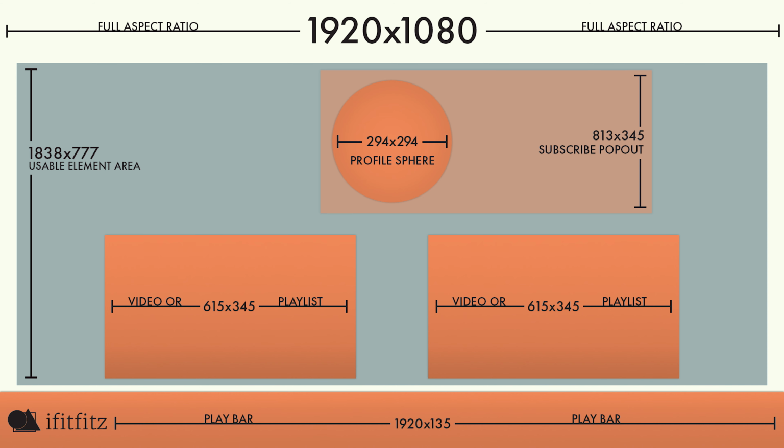Anyway, I bit the bullet, I did the math so that you don't have to. I'll talk you through the dimensions right now, but again, you can download a one sheet. I also left in there a Photoshop file, so everything is already set up for you and you can start designing your own. So when you're in a 1920 by 1080 aspect ratio, your usable space for your subscribe icon, video playlists, etc. is 1838 by 777.